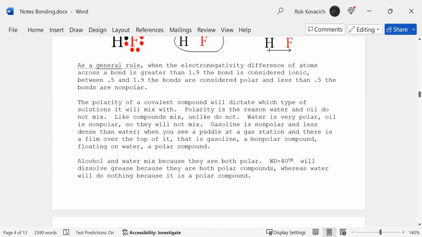All right, so why is this important? It's important because if the bond is polar, and we're talking about a polar covalent molecule, that molecule will not mix with any molecule that is nonpolar. This is the reason water does not mix with oil. Water itself is polar. Oil is not polar, so they do not mix with each other.